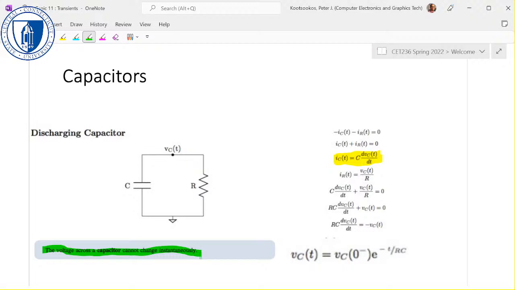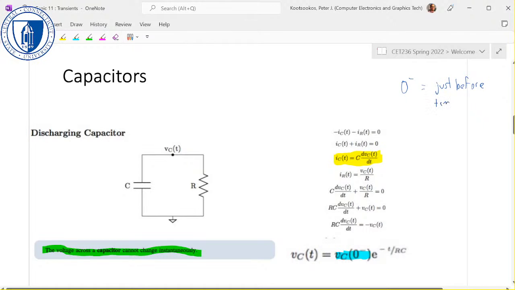However, the current can change. The voltage can change. So if we start off with this circuit and assuming that the capacitor has a non-zero initial voltage, right, VC at time 0 minus. I'm using 0 minus, which is just before time zero. And then 0 plus is just after.